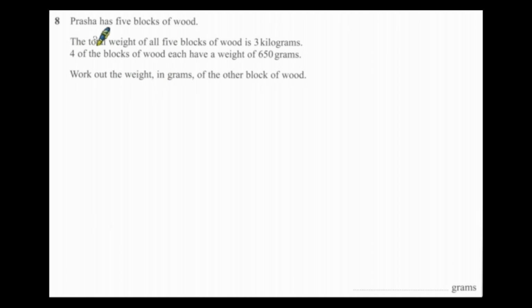In question 8 we are told Prasha has 5 blocks of wood. The total weight of all 5 blocks is 3 kilograms. 4 of the blocks of wood each have a weight of 650 grams, so we need to work out the weight of the other block. Well, first of all, 3 kilograms we need to know is 3,000 grams. So that's the total weight in grams.